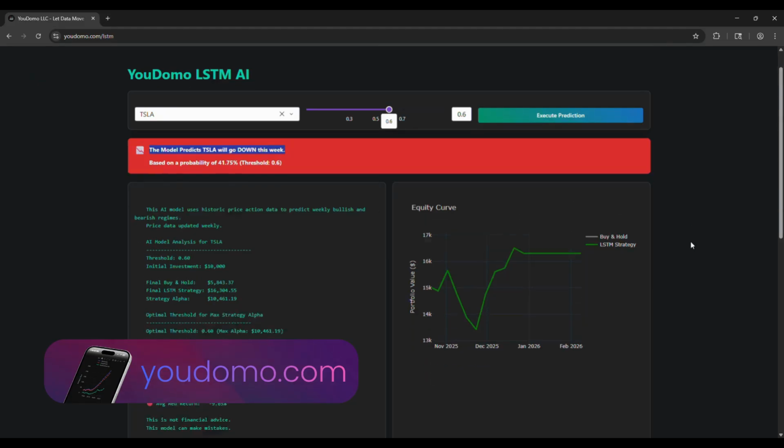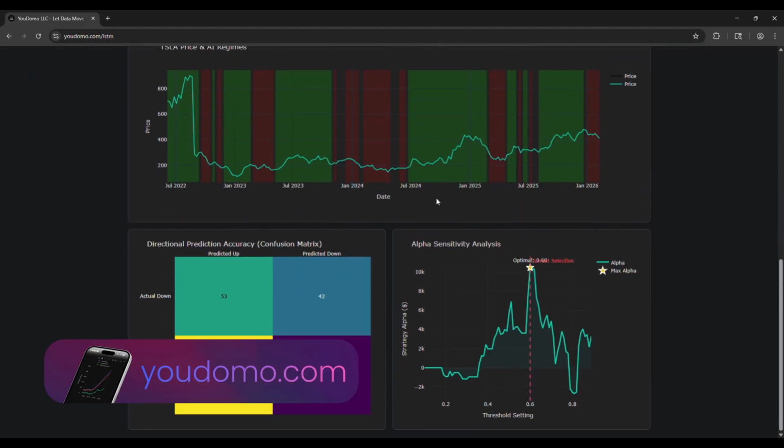Here we can see the directional prediction accuracy on Tesla. When the model predicted up, the actual was up 73 times. Predicted up while the actual was down happened 53 times. Predicted down while the actual was also down was 42 times. And predicted down versus actual up was 24 times. Here we can also see the optimal alpha threshold for Tesla on this AI model is 0.6. So that's why the slicer is on that threshold.